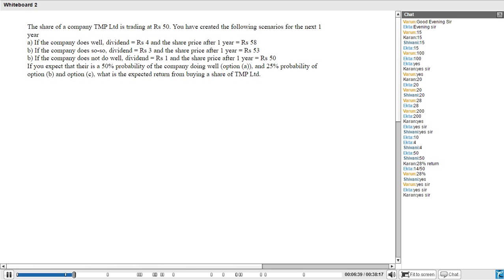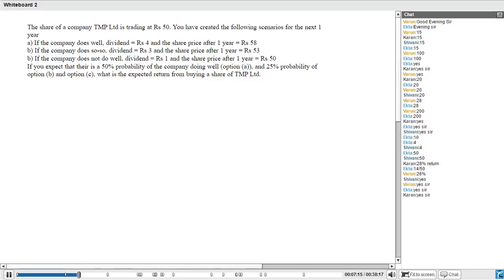Let's take this case of company TMP Limited, which is trading at rupees 50. One share of TMP is at rupees 50. You have created the following scenarios for the next 1 year. If the company does well, it will give us a dividend of rupees 4 and its share price after 1 year is 58. If the company does so-so, the dividend is rupees 3 and the share price after 1 year would be 53. And if the company does not do well, the dividend is rupees 1 and the share price remains the same. Let's try and compute the returns in all the three scenarios.